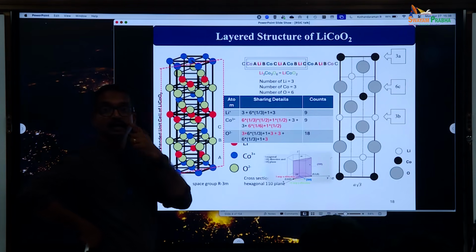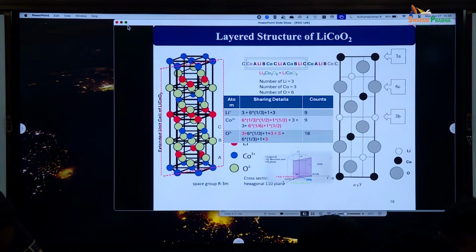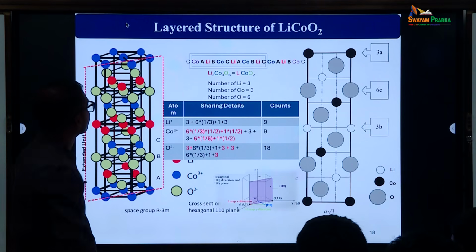What happened? It's full screen only here. Okay, you see that?